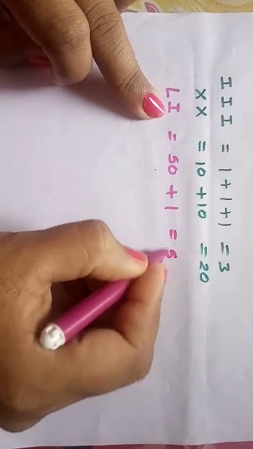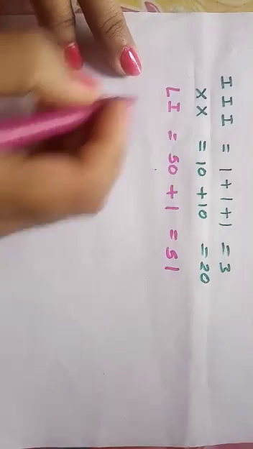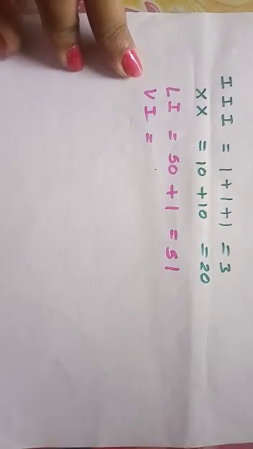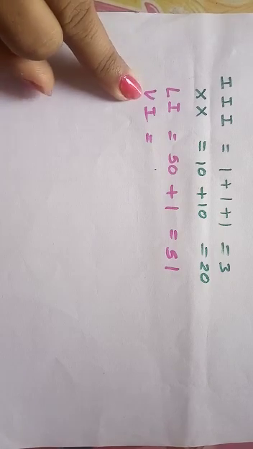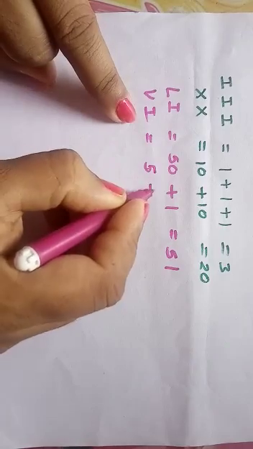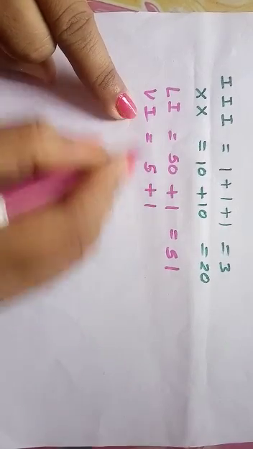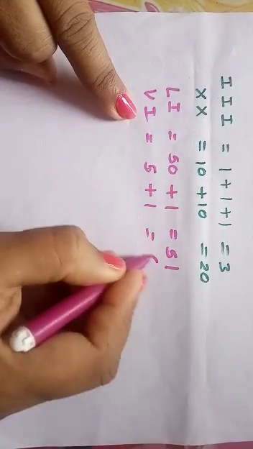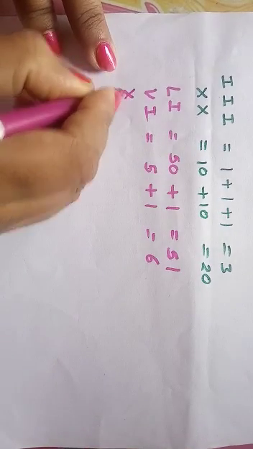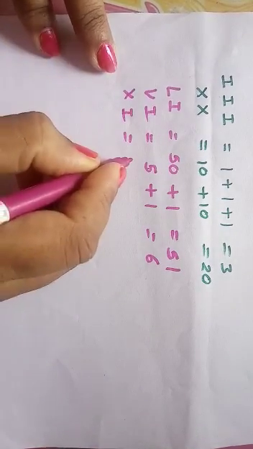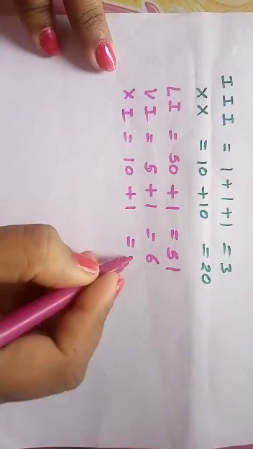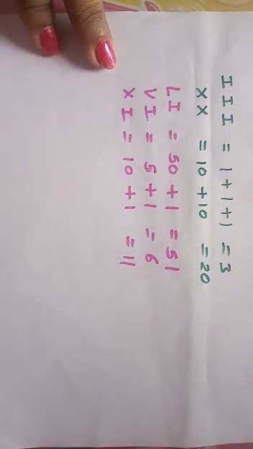That means 51. Now V, I. Again we can see V is greater than I, because V stands for 5 plus I means 1, means 6. Next example X, I. X stands for 10, I 1, means 11.